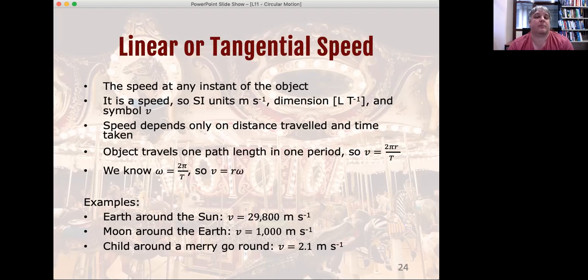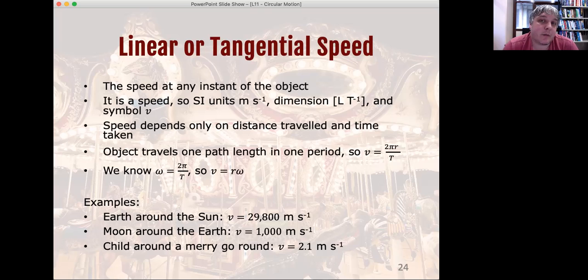Well, it's a speed. So it's speed, we've got meters per second, dimension L t to the negative 1, symbol v. That's all the same as we saw for linear motion. We've just got a speed. But speed only depends on the distance traveled and the time taken. We already said the path length was 2 pi r, and the time taken to travel that path was the period. So the speed is just going to be 2 pi r divided by T. That's all it is, the path length over the time taken to travel the path.